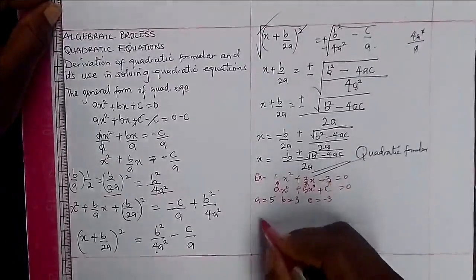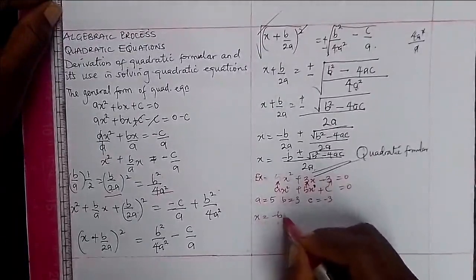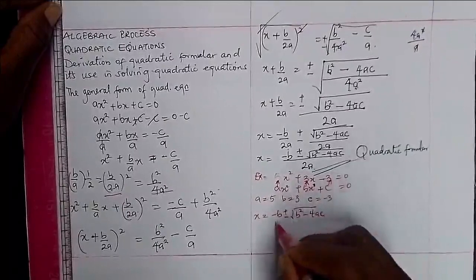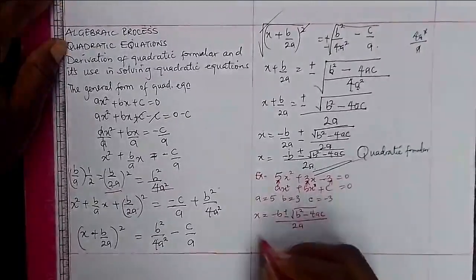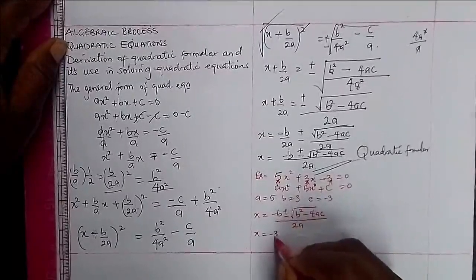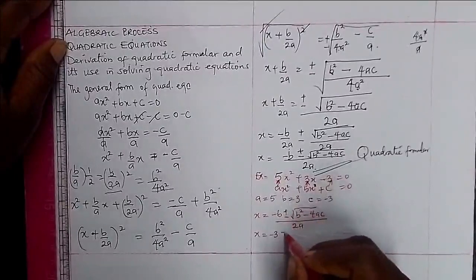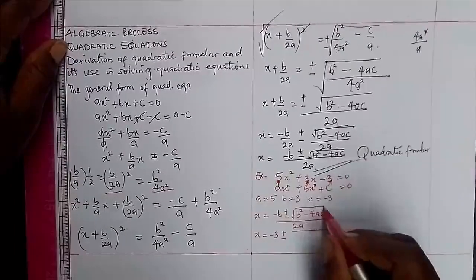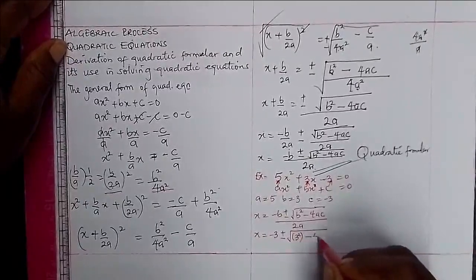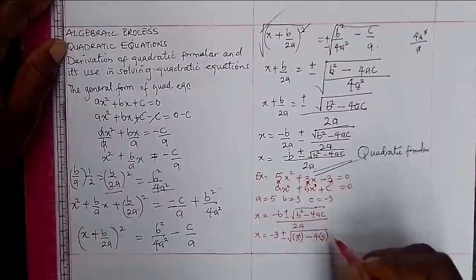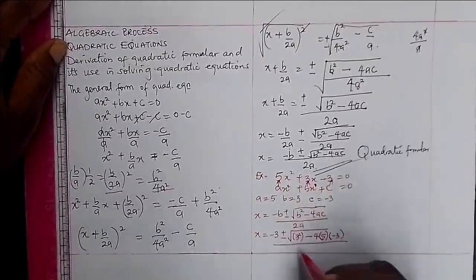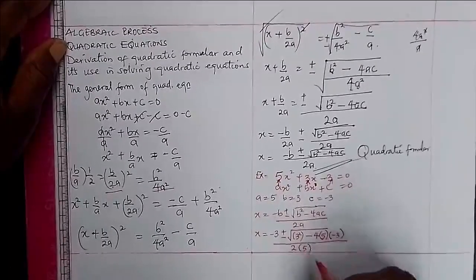We insert our formula. X is equal to minus b plus or minus root of b squared minus 4ac all over 2a. So x is now equal to, our b is 3, so minus 3. Wherever you see b, we put our 3. Plus or minus root of b, which is 3, squared minus 4. What is our a? 5. And what is the c? Minus 3, all over 2 open bracket 5.